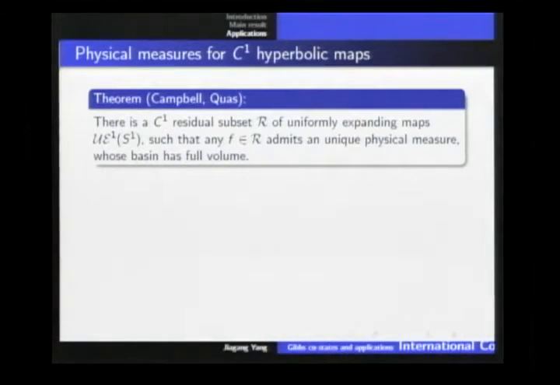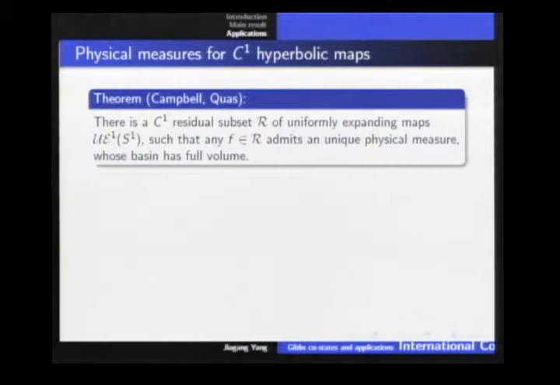So now let us give the first application. This is our result, somehow a little old, proved almost in the 1970s. It's a result like the following: consider the uniform expanding map of a circle. It has been proved by Campbell and Quas that for a C1 generic uniform expanding map of a circle, there is a unique physical measure whose basin has full volume. This is somehow a little amazing, because in order to get a physical measure, in general, we need the map to be C1 plus alpha to get the distortion control. But here, we don't need such an assumption, just C1 generic.